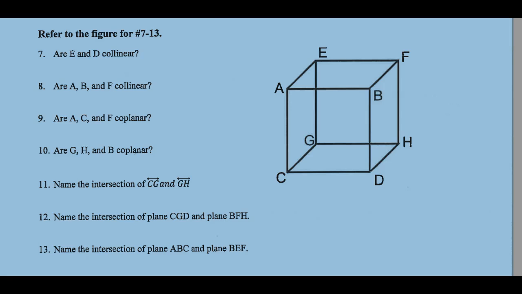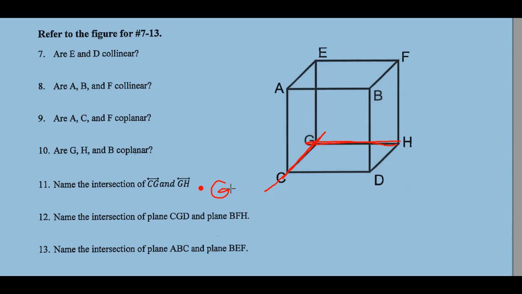All right, name the intersection of CG and GH. Well, even without looking at this, it should be obvious. We have a line, okay? And the intersection of two lines ought to be a point. So here goes CG. Here is GH. Their intersection would be point G.